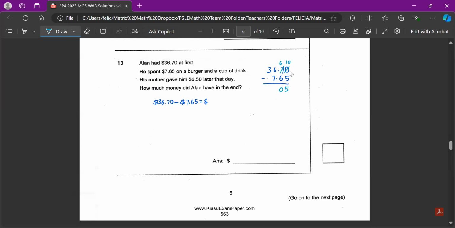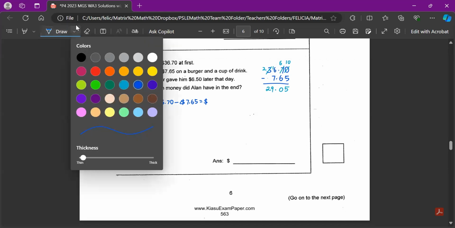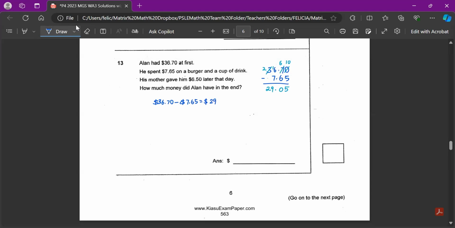6 minus 6 is a 0. Put the dot down. 6 cannot minus 7. Cancel. So really it's just your normal subtraction. This becomes a 16. 16 minus 7 is a 9. And we have a 2. Okay, so it's $29.05. This is after paying for the food.